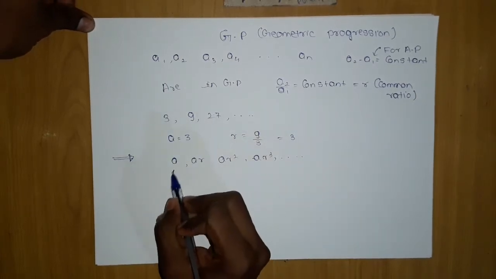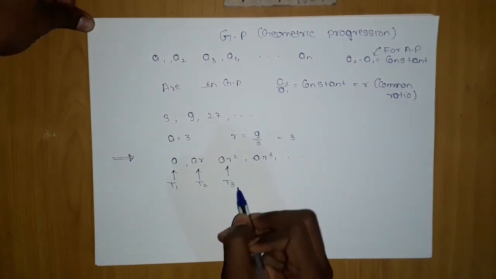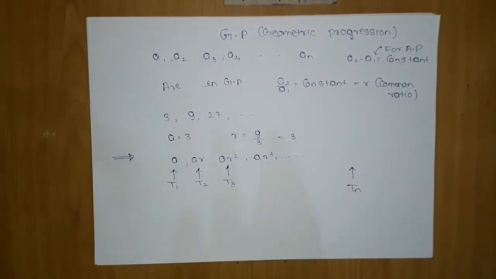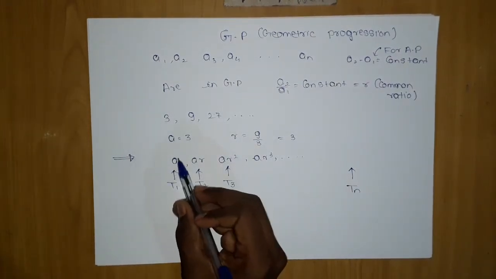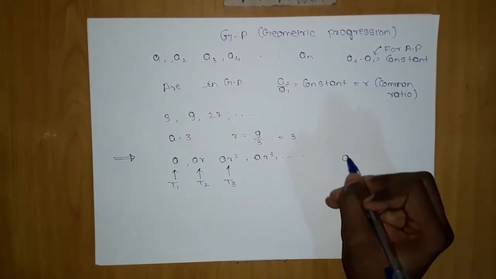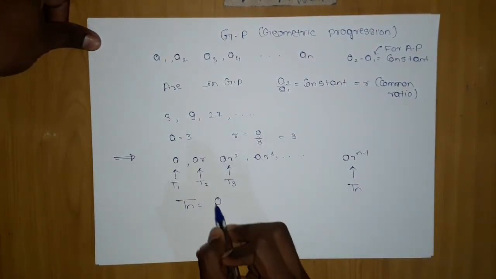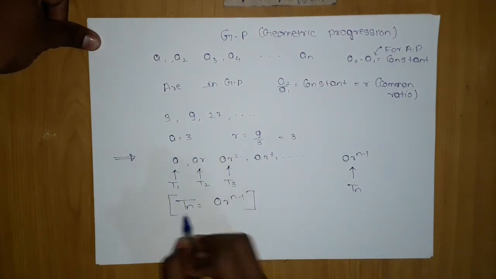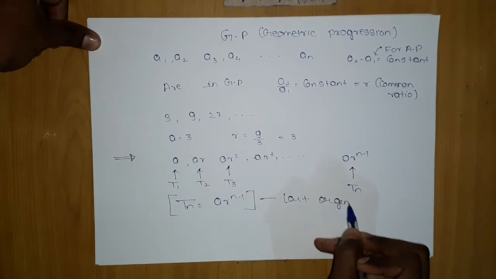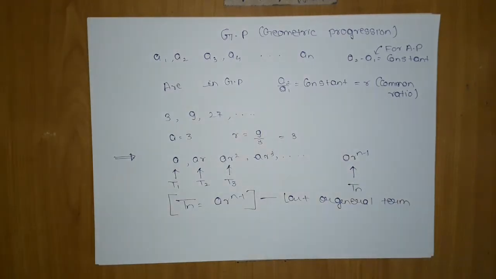Now if I say this is T1, this is T2, this is T3, then at TN, if you observe clearly like we did in AP, if it is 1, R power is 0, if it is 2, R power is 1, so 1 less. So when it's n, it should be A R to the power n minus 1. So we got our TN term, the general term, which is nothing but A R to the power n minus 1. This was the derivation of the general term.